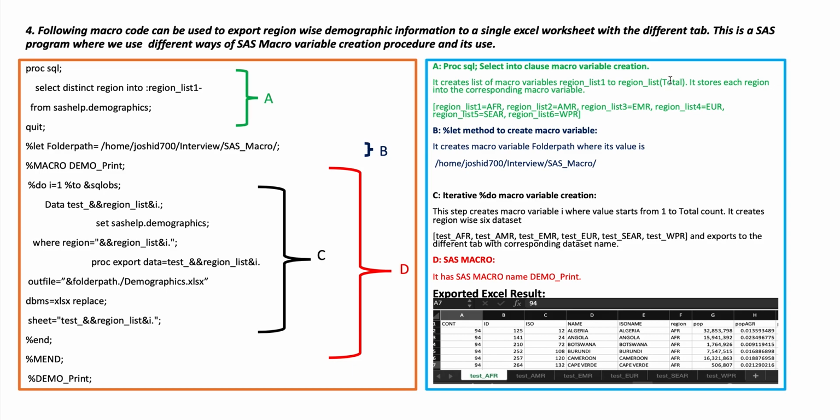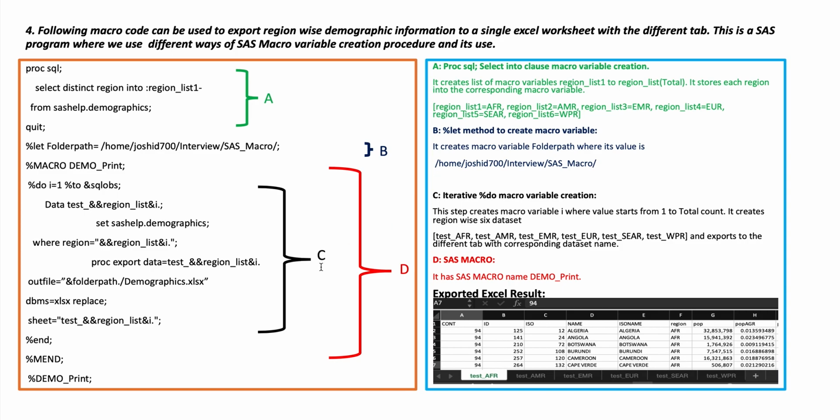And it stores the value of a region. That means region_list1 equals AFR, region_list2 equals AMR, and so on. Group number 2, that means the B. %let method to create the macro variable. In this method, it creates a macro variable folder_path, where its value is /home/theseat700/interview/SAS_macro. This is the value.